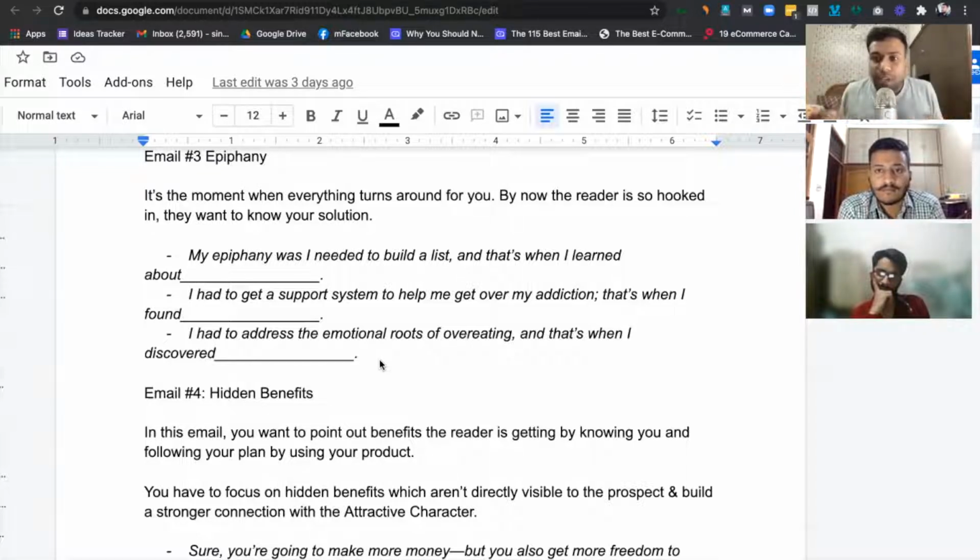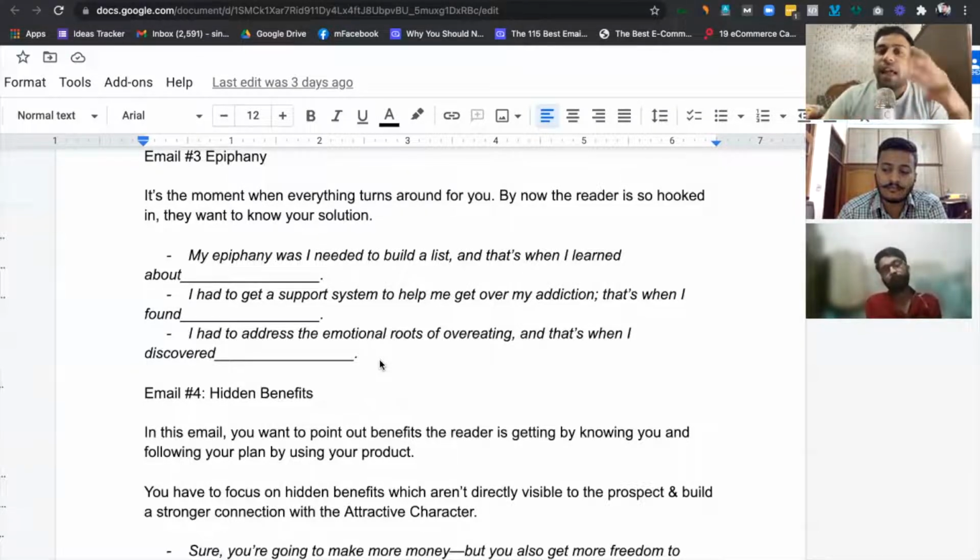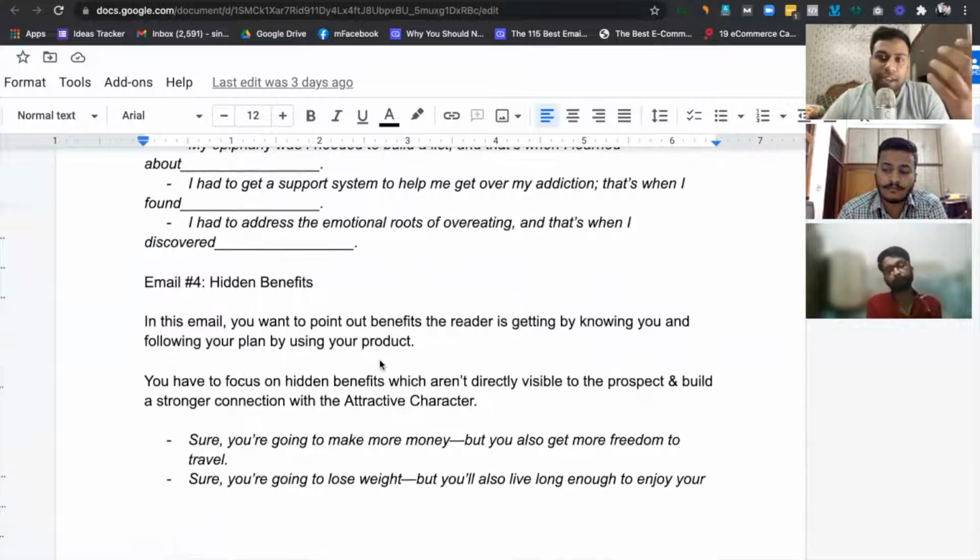I'm explaining this word so clearly because we will come across it again and again in this book, in the upcoming chapters. There will be the chapter on backstory and attractive character, and in Expert Secrets he has used this word again and again. So Affinity is the moment when everything changed for you. That can be anything: your struggles, the moment which changed everything, and the final place you are. That is the moment of Affinity, right? You have to share whatever Affinity you had.